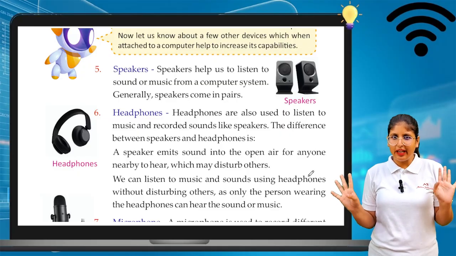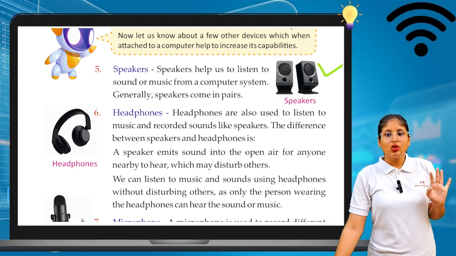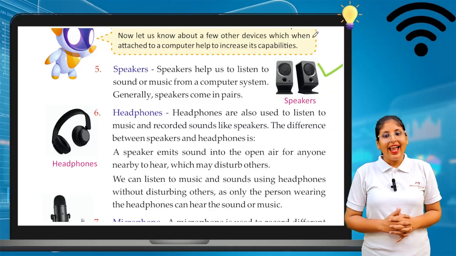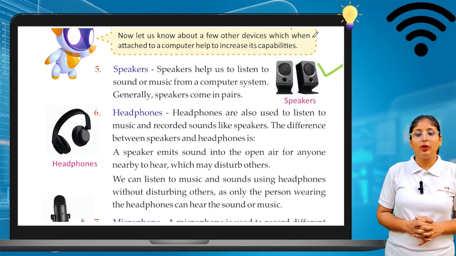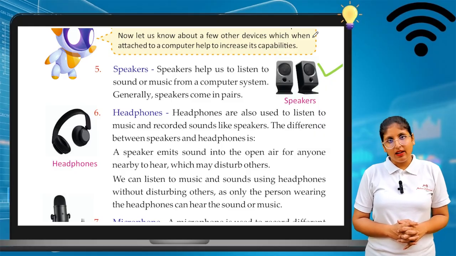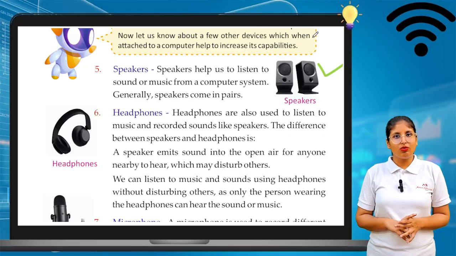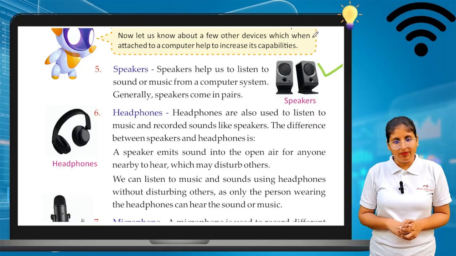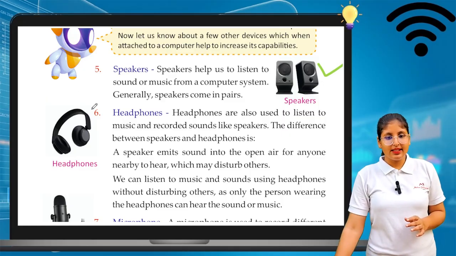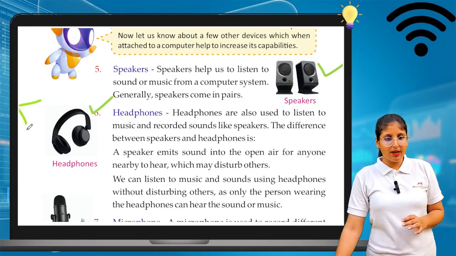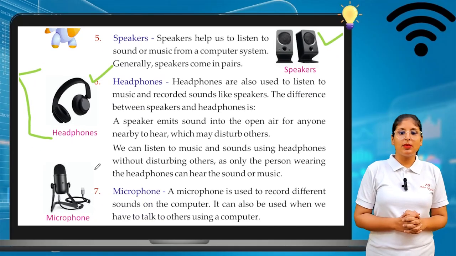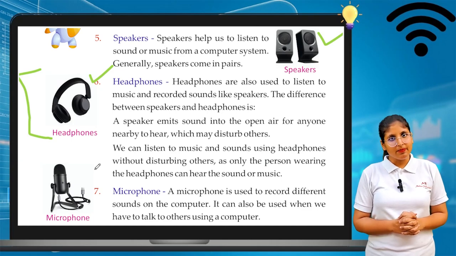We already know the speaker looks like this. What is the role of the speaker? The speaker helps us to listen to sound or music from a computer system. Generally, speakers come in a pair. Next is the headphone. This is the headphone, we have already seen this type of thing. Headphones are used to listen to music and record sound, like a speaker.